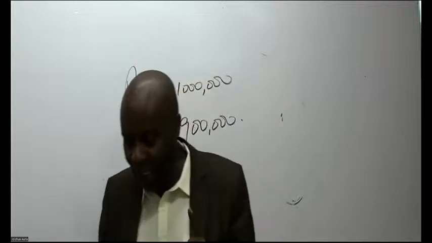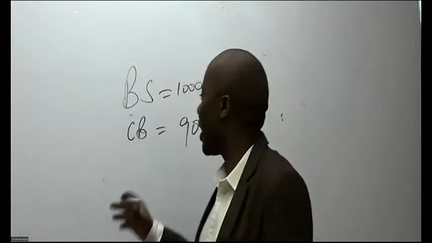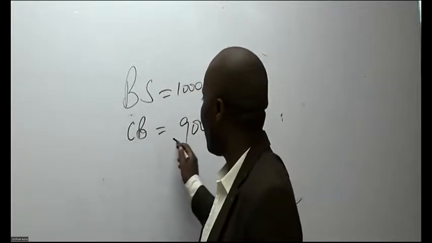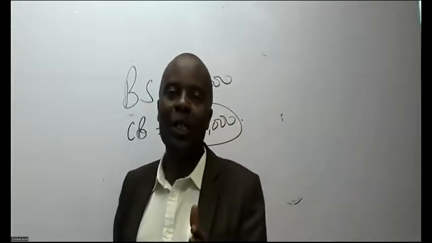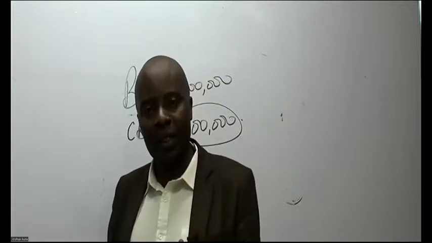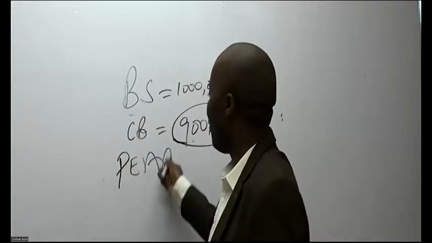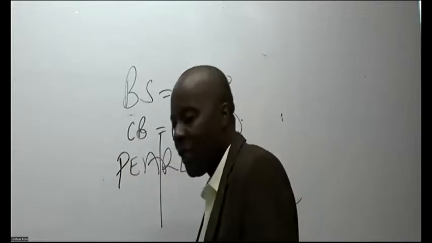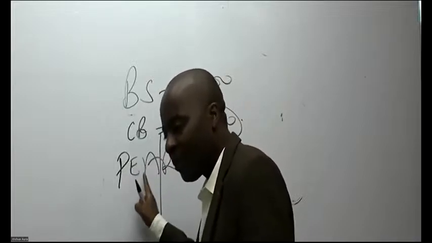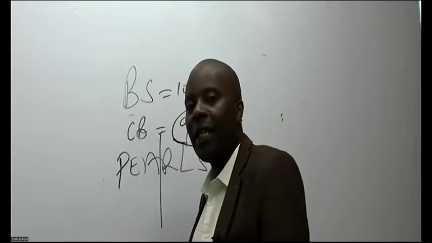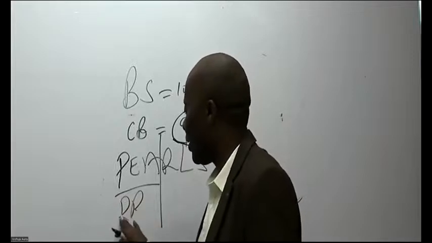Now, students, listen to me very well. When we talk of a cash book, if, for example, you have this amount in your company, 900,000, you see cash is an asset. And of course, from what I told you some time back, I taught you the acronym of PEARLS, where we said that purchases, expenses, and assets, whenever they increase, we debit. Whenever they increase, we debit.